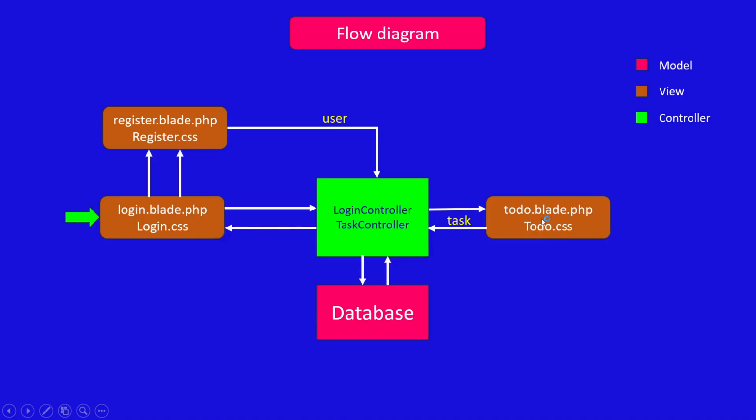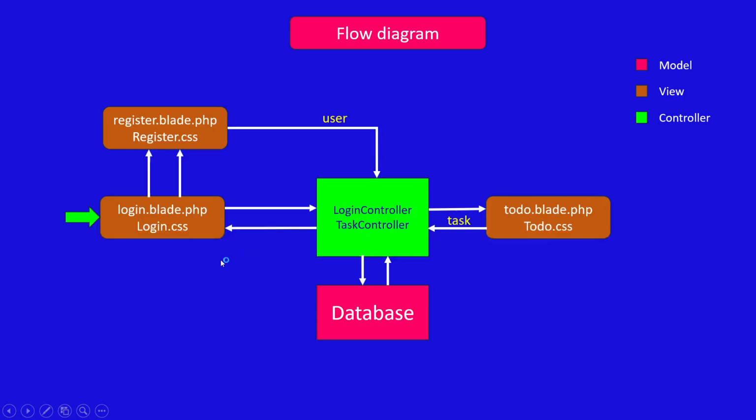So this is your to-do page. The brown color represents the front end, the pink color the database, and the green color the controller. That's why it is called model view controller. The data will flow to and fro from the front end to the back end. So this is the overall flow of the to-do application.